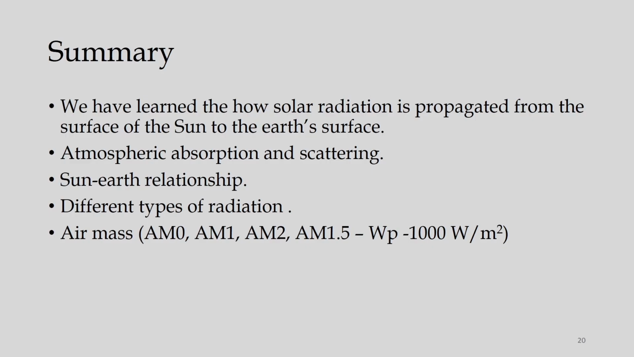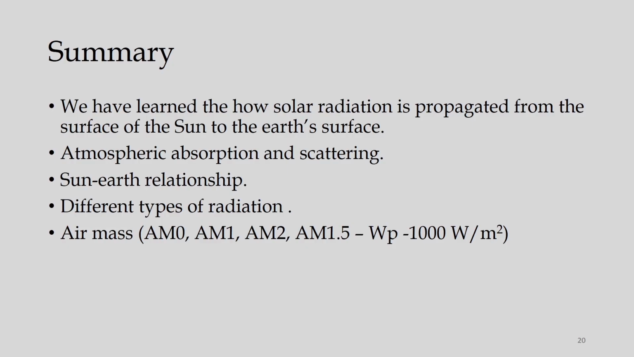So, we will summarize what we have learned today. So, we have learned how solar radiation is propagated from the surface of the sun to the surface of the earth, and also we have learned what atmospheric absorption and scattering are, primarily the mechanisms, how absorption of solar radiation takes place, and at what wavelength solar radiation is absorbed by the molecules, and how scattering takes place, and because of the scattering how the radiation intensity decreases.